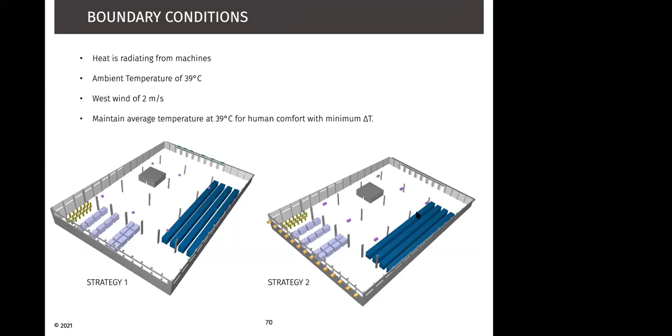And in the second strategy, it was exactly opposite, where the exhaust fans were provided on this end of the factory, with air being propelled from this end to this end. The objective was to maintain average temperature at 39 degrees. So we have an ambient of 39, and we want to have minimum delta T to be considered for the system. A west wind of 2 meters per second has been assumed.